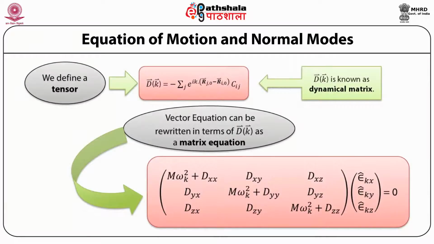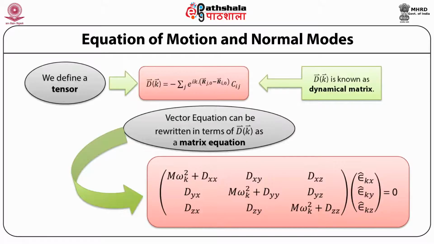Now continuing from the previous slide, we introduce a new tensor Dk, which is equal to minus the summation over j of e raised to the power i k dot (Rj naught minus Ri naught) multiplied by Cij. So you see from here that Cij is a tensor. Simply by multiplying this already existing Cij tensor by this exponential form, we introduce a new tensor Dk, and this Dk, in popular textbooks, is known as the dynamical matrix.